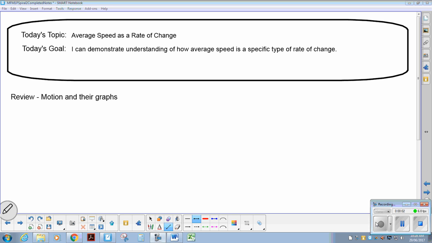Hello and welcome to the 10th and final lesson in Spiral 2. So we're looking at average speed as a rate of change, and I want you to be able to demonstrate how average speed is a specific type of rate of change.